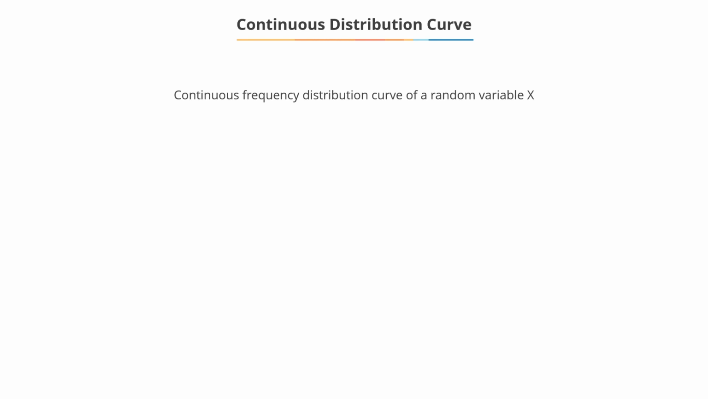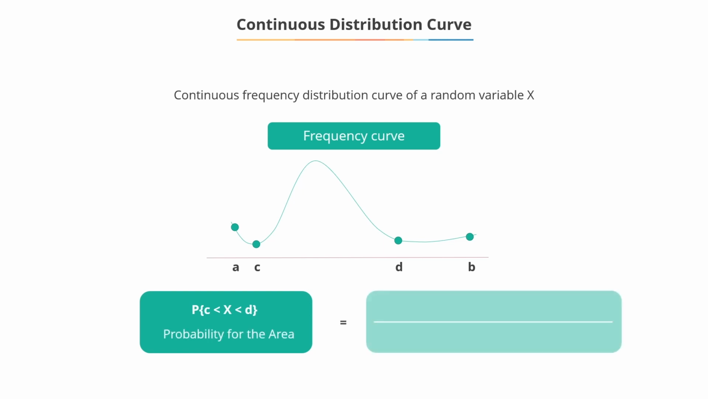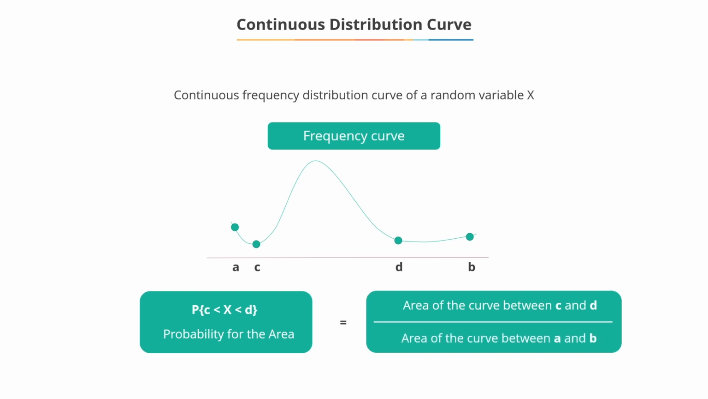Consider the continuous distribution of a random variable x whose frequency curve is like this. If you notice, the curve extends between a and b. Then, probability for the area is equal to area of the curve between c and d divided by area of the curve between a and b.